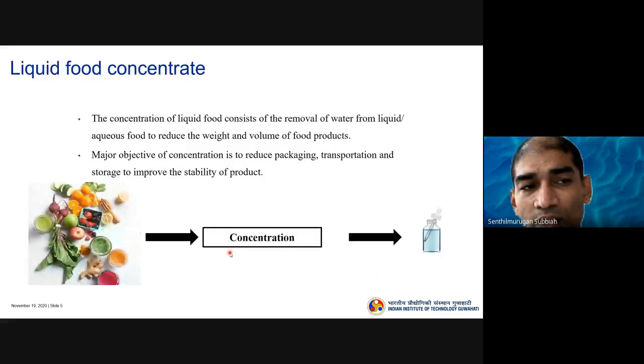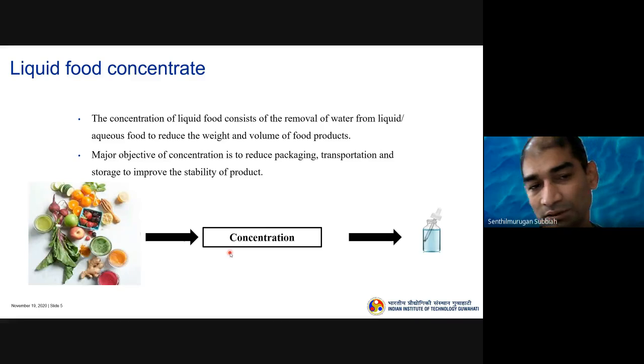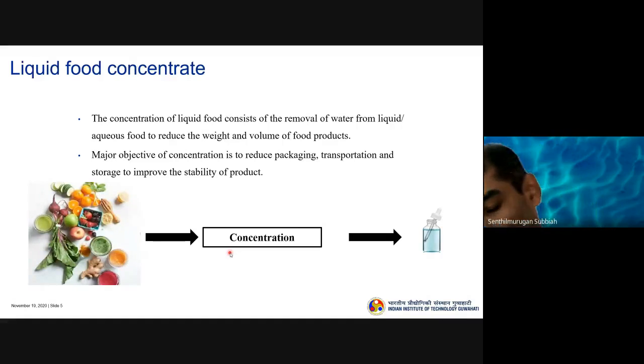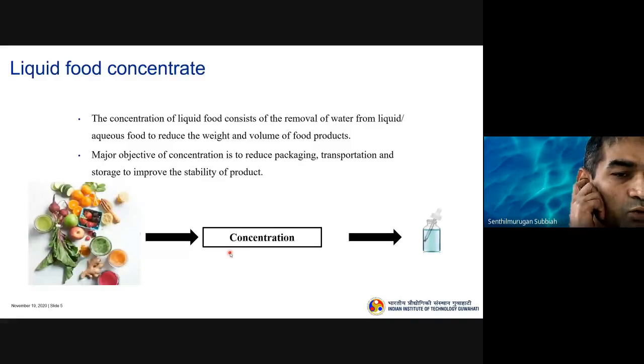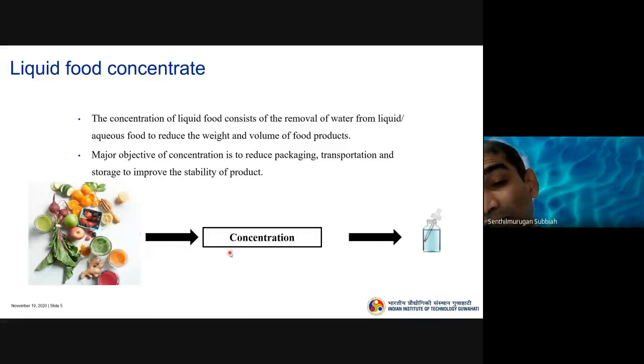The next one, liquid food concentration. When we talk about liquid food concentration, why should we concentrate? What do we mean by it? You take any juice or any liquid food which we come across. They are packed and transported over long distances, and they also need to be preserved when they are not available. For seasonal fruits, we need to concentrate them and then preserve them. For that application also, the water content of the liquid food has to be reduced.